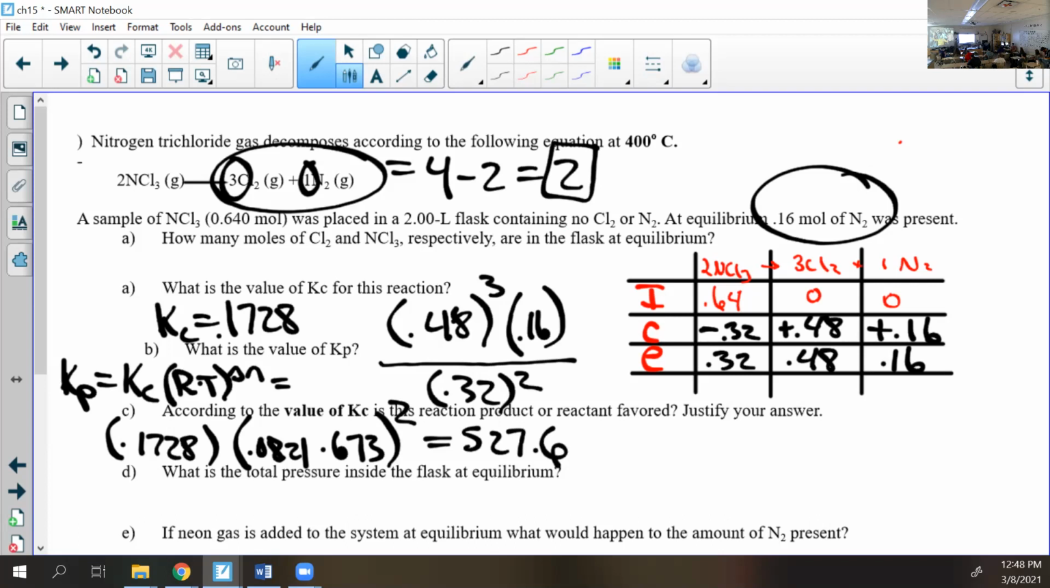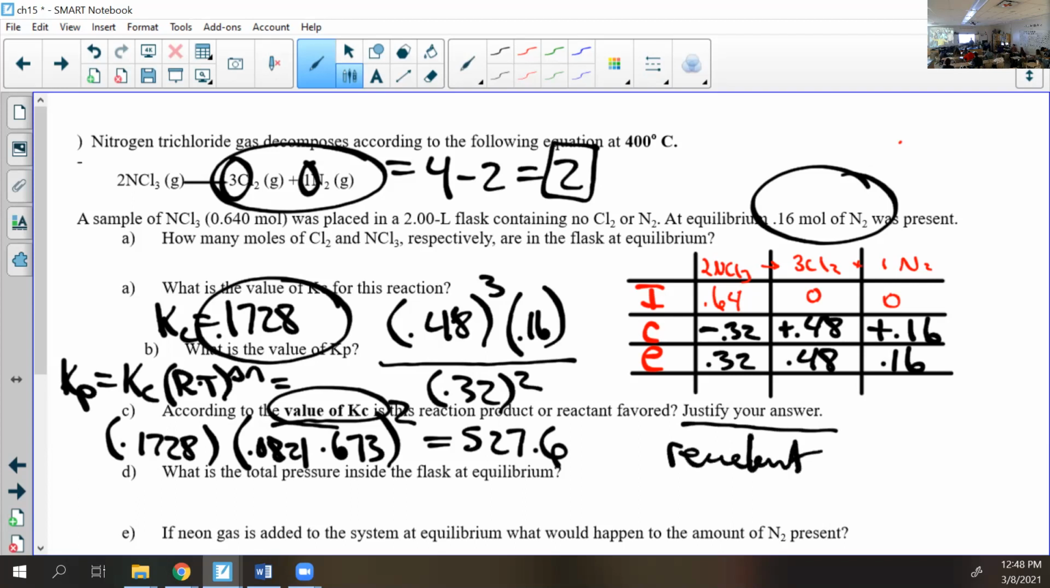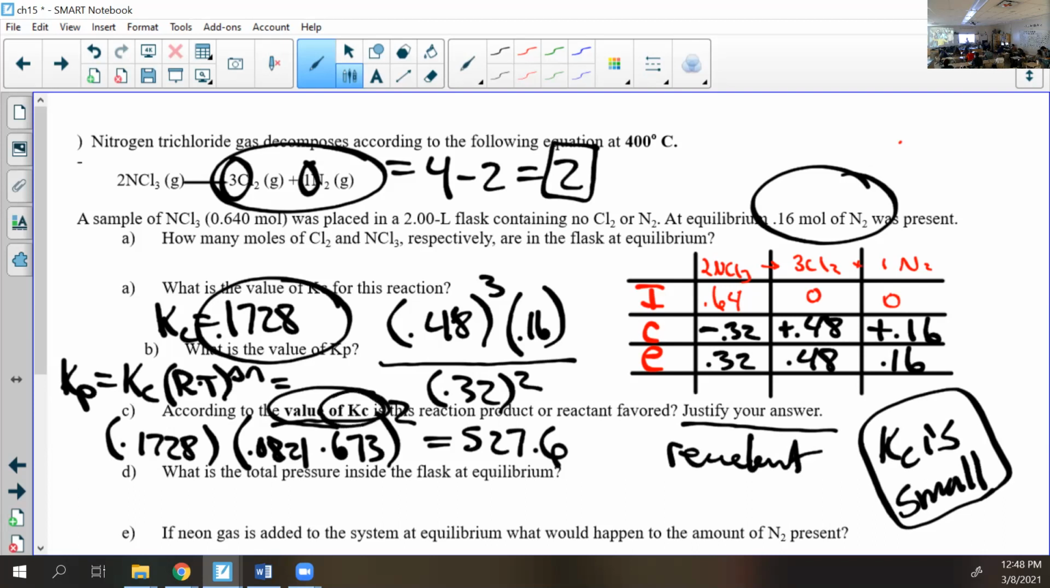All right. Now, according to Kc, Kc is this value, product or reactant dominant? Reactant. Justify. Less than 1, it's small, which means we have a few products and a lot of reactants. It depends. It's 99% on Kc, but if it said Kp, you could answer it.